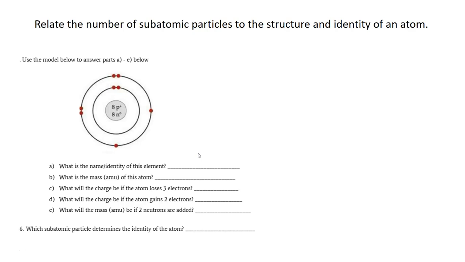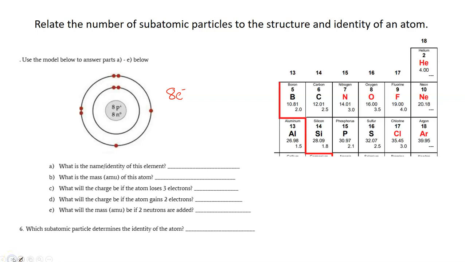Okay, so in the first portion of the CFA, you were given this model, and in the model we have 8 protons and 8 neutrons, and if you count 1, 2, 3, 4, 5, 6, 7, 8 electrons. So I'm going to write 8 electrons off here to the side. By the way, that little e minus is just a symbol for electron. Okay, so then it says, what is the name or identity of this element?